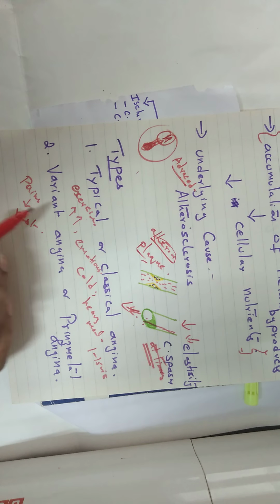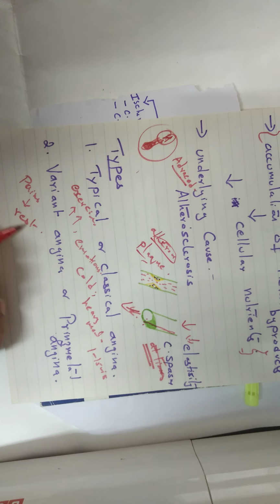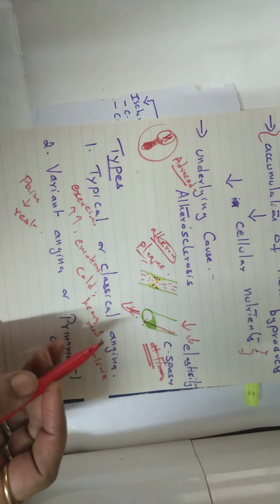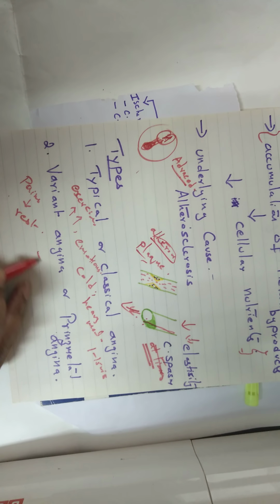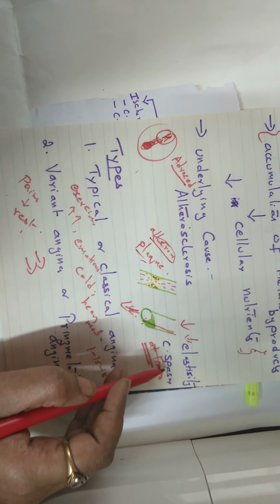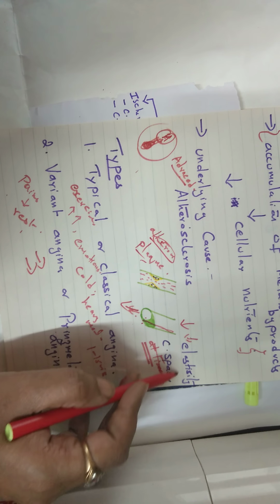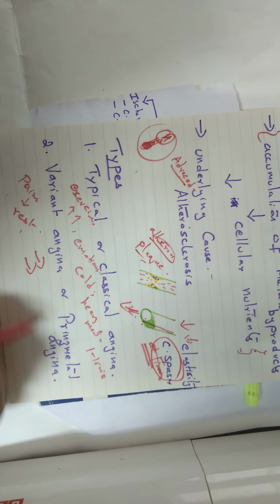The second one is the variant angina or Prinzmetal angina. Episodes of Prinzmetal angina can be seen when the patient is at rest. There is severe pain while at rest. This also lasts less than 15 minutes and can be treated with nitrates, same as typical angina, but it is due to coronary spasm, that is, a stiffness and severe contraction of the coronary blood vessels, which is the reason for variant angina.